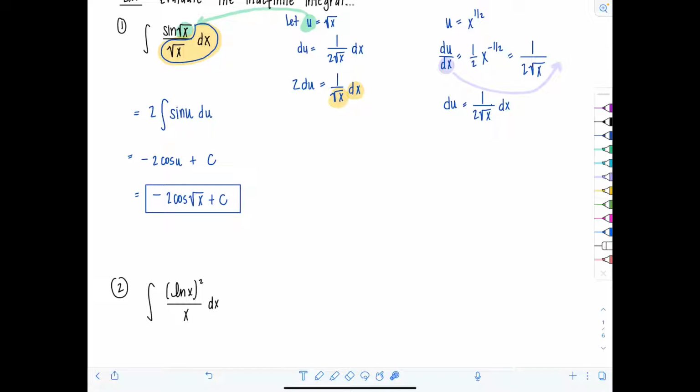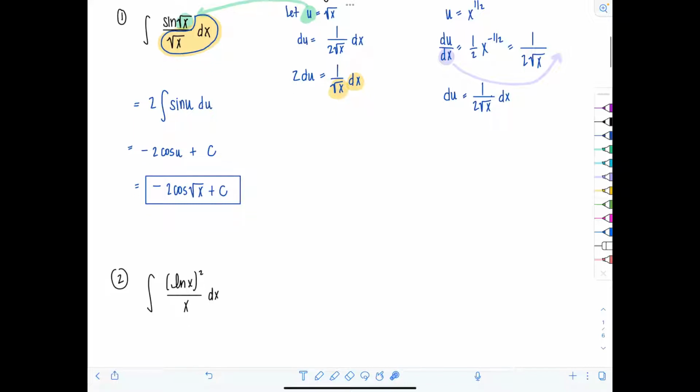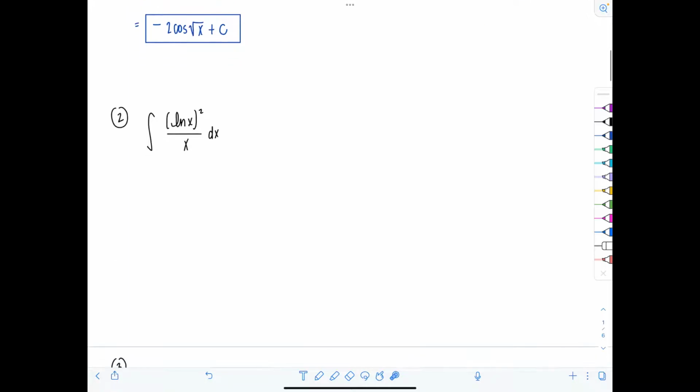All right, let's move on to another. I'm going to give you guys a second. Take a guess what you think u should be. Remember, you want to let u typically be the inside function in a composition, and also another key is you should see the derivative of u floating around in that integral somewhere, because remember, you end up finding du. So u and its derivative need to be there.